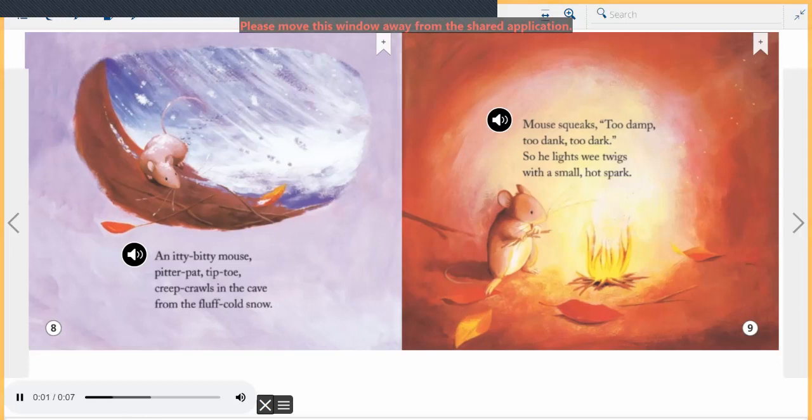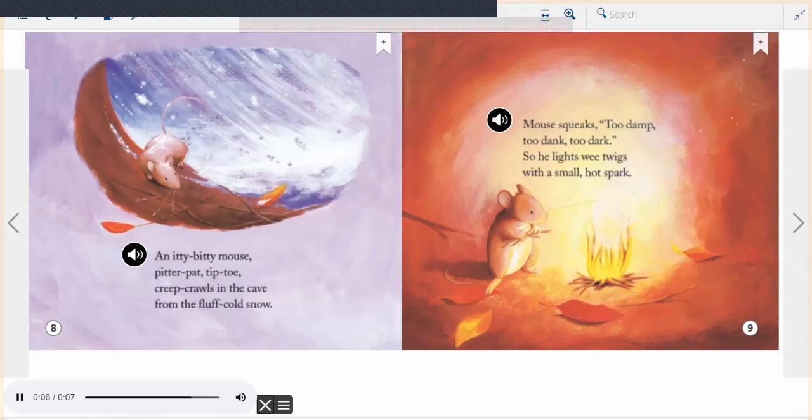An itty-bitty mouse, pitter-patter tiptoe, creep crawls in the cave from the fluff cold snow.